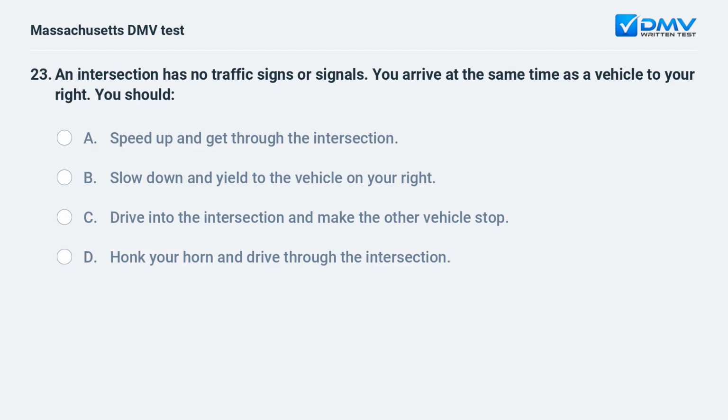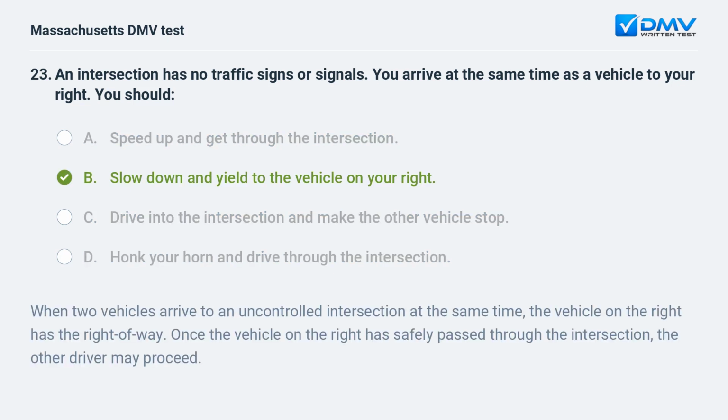An intersection has no traffic signs or signals. You arrive at the same time as a vehicle to your right. You should A. Speed up and get through the intersection. B. Slow down and yield to the vehicle on your right. C. Drive into the intersection and make the other vehicle stop. D. Honk your horn and drive through the intersection. B. Slow down and yield to the vehicle on your right.